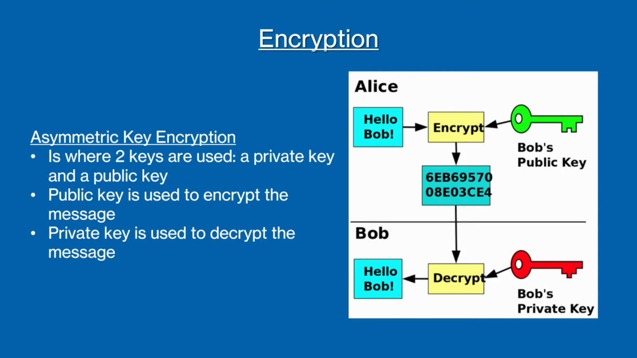On the right of the screen, you can see the typical example used to explain asymmetric key encryption, with the fictional characters of Alice and Bob. If Alice is trying to send a message to Bob, she will encrypt the message using Bob's public key that is available and known by everyone. To decrypt this message, Bob uses his own personal private key that only he has access to.